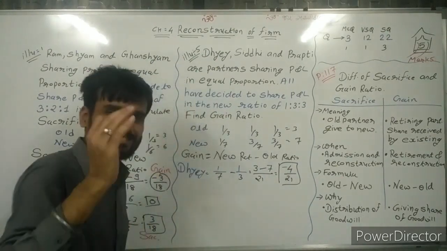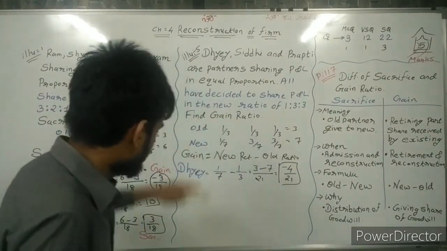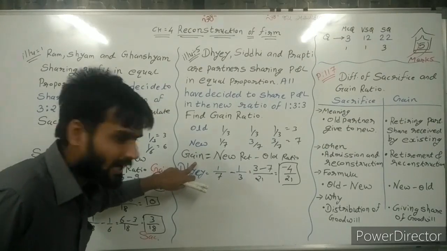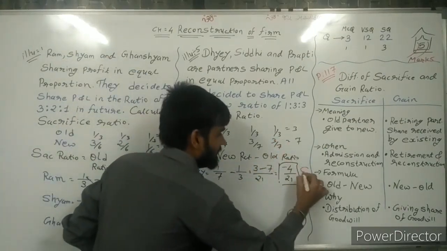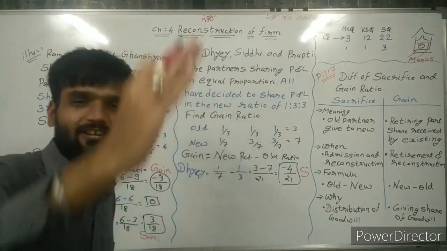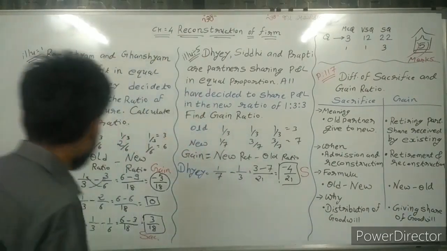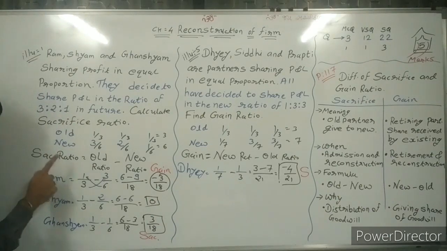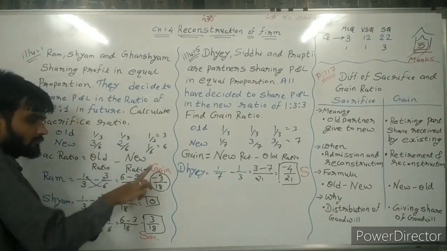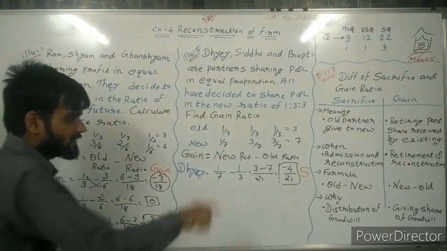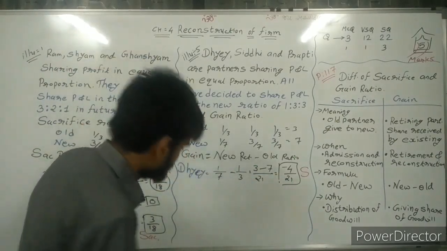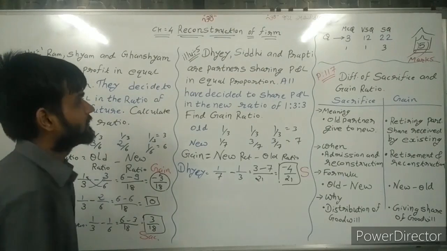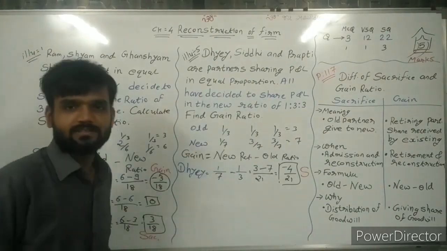Sir, most important thing. In gain formula, if the answer is negative, it means it is sacrifice. Here, in sacrifice formula, if the answer is negative, it is sacrifice. And in the same way, in gain formula, if the answer is negative, it is sacrifice. Now, next one, we are calculating for Siddhi.